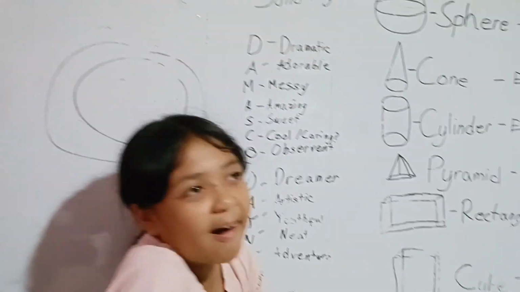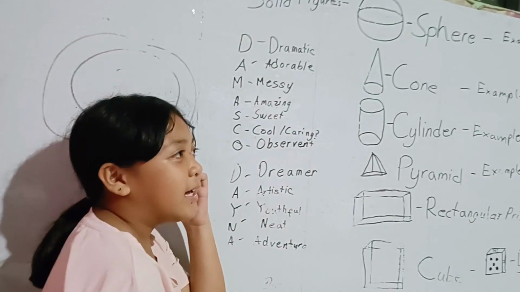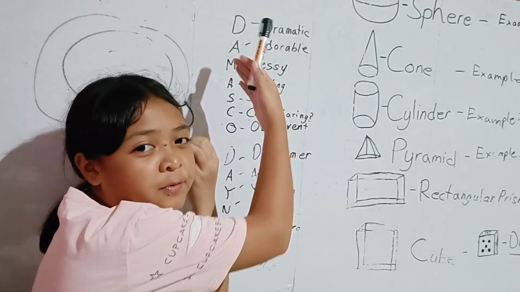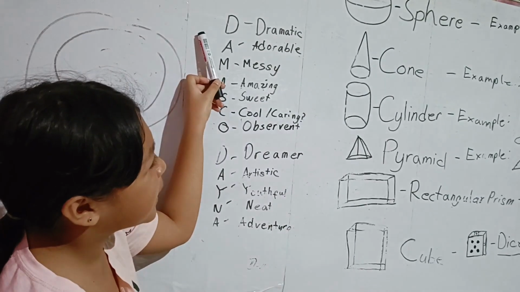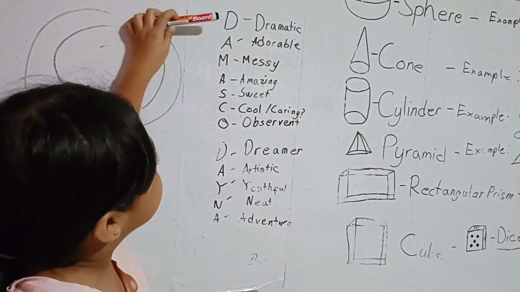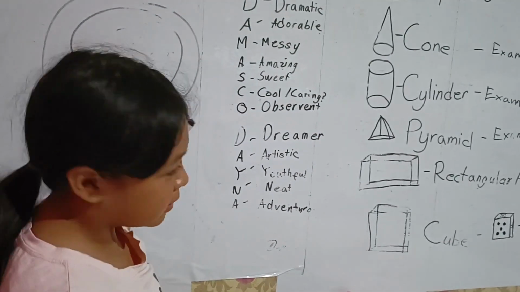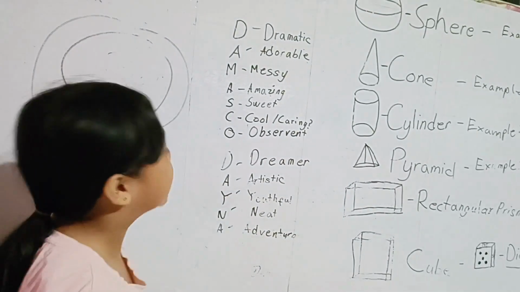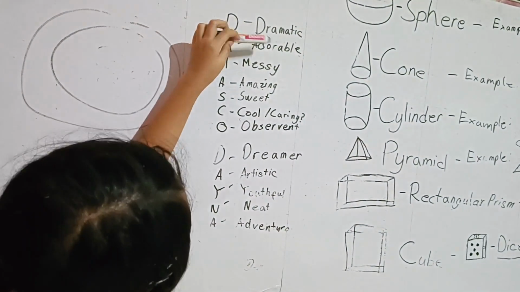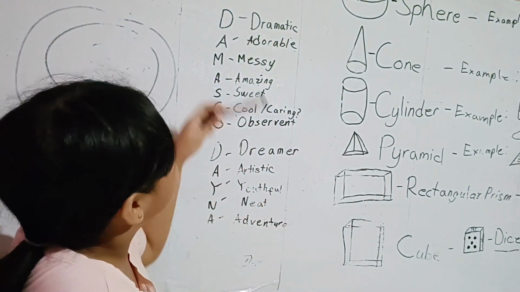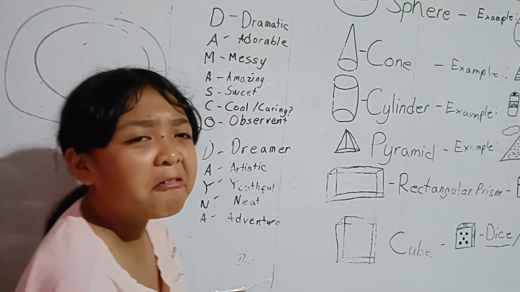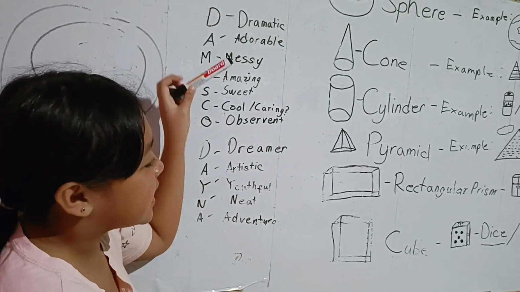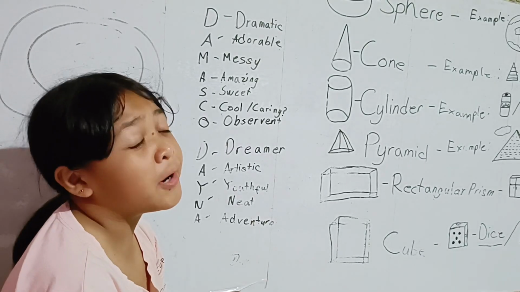Can you just explain what you have written there? Oh, these are like what my personality is from my names. So here is my surname. D is for dramatic. Obviously, I'm dramatic. A is for adorable. I don't know if I'm adorable or not. I look pale. Here we have messy. I never clean my room or any of my messes.